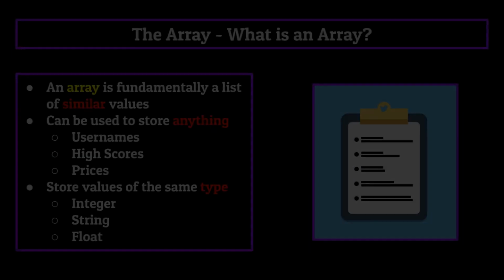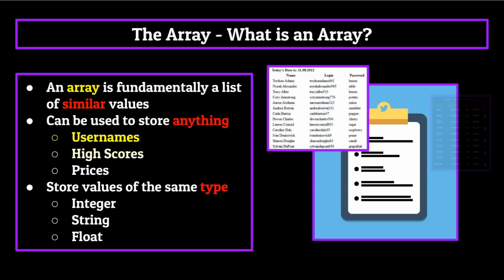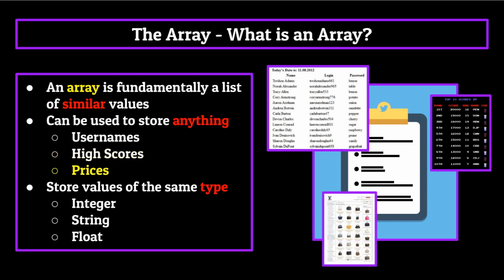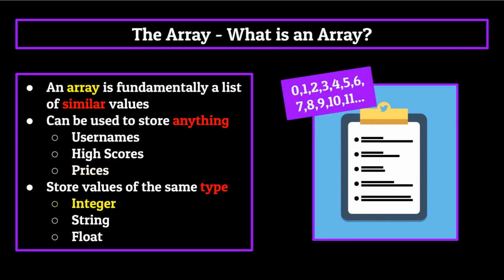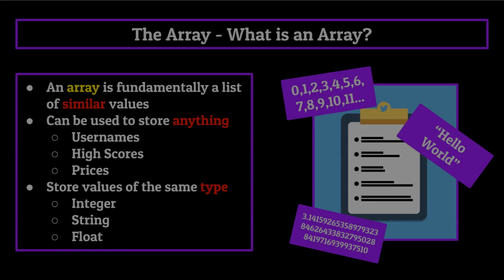Let's begin. So an array is fundamentally a list of similar values, which makes sense, because if you remember, we use data structures to store sets of similar information so that we can easily use that information. Basically, arrays can be used to store anything: usernames for an app, high scores for a video game, prices for an online shop, pretty much any list of values which are fundamentally similar, meaning of the same type. So integers, strings, floats, etc. Any primitive or advanced data type that you can think of can be stored within an array.